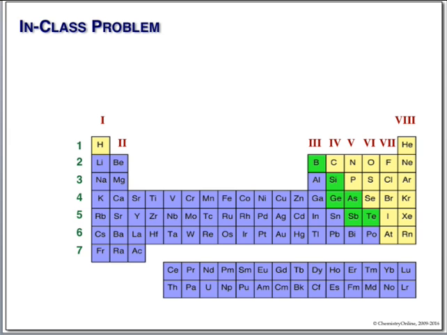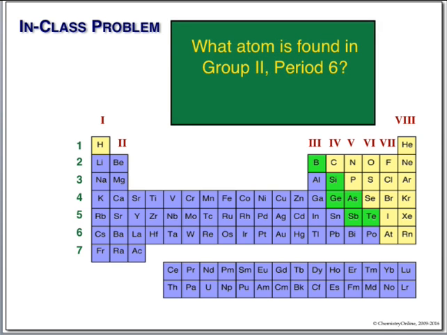Group 2, period 6. Go down to our 6th period. We're at Ba. Ba was on our starter list. It's based on the English name, and it's simply barium.